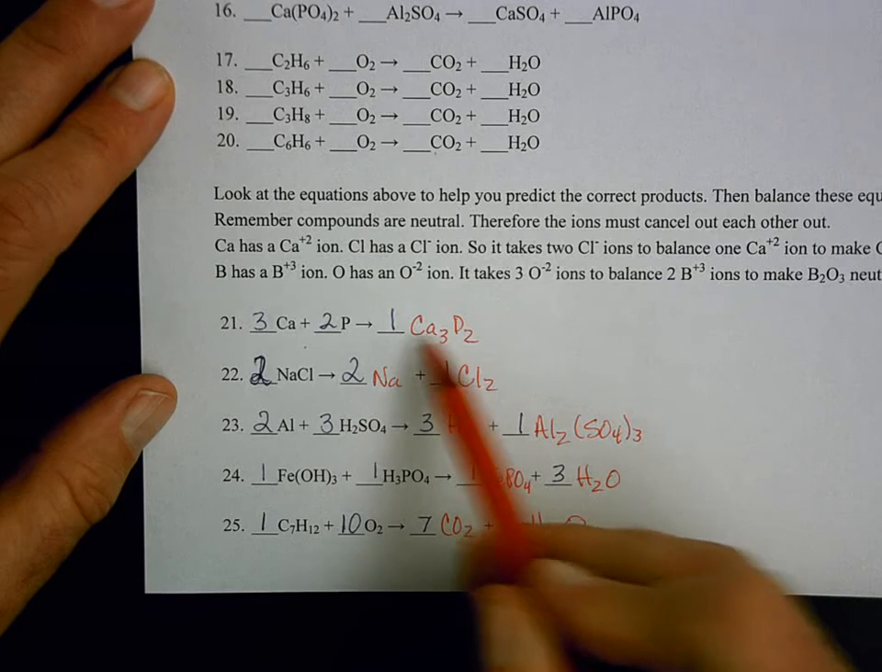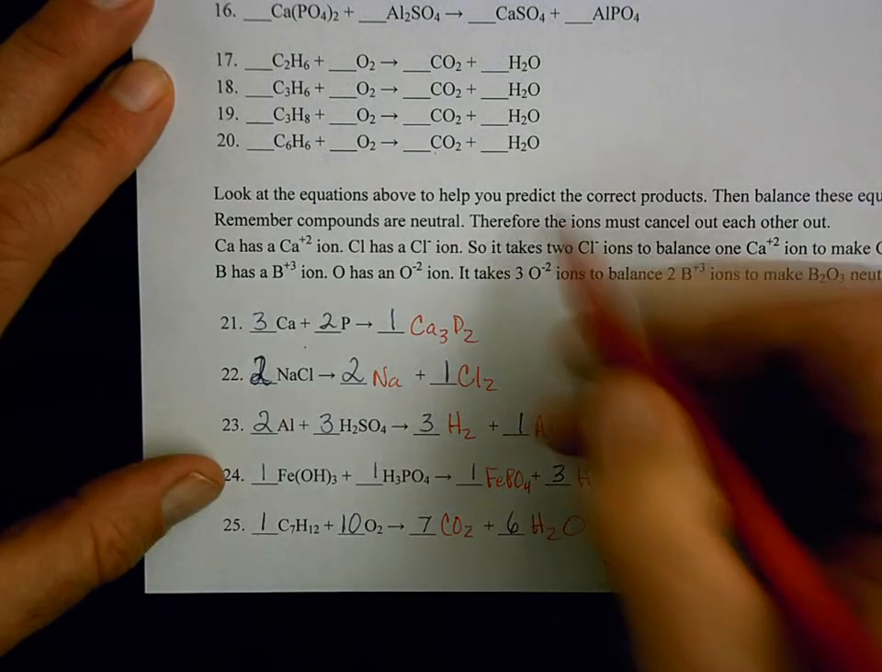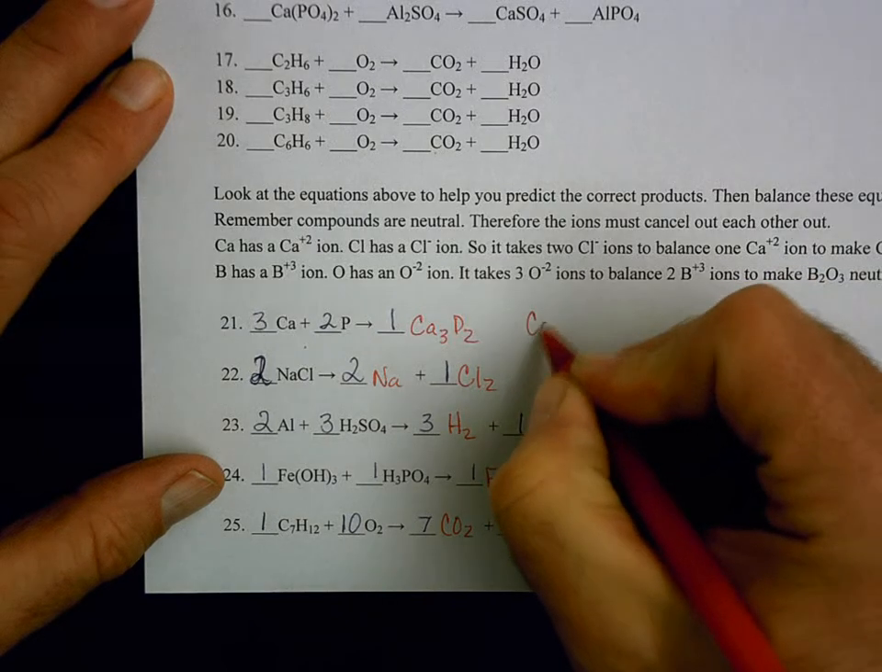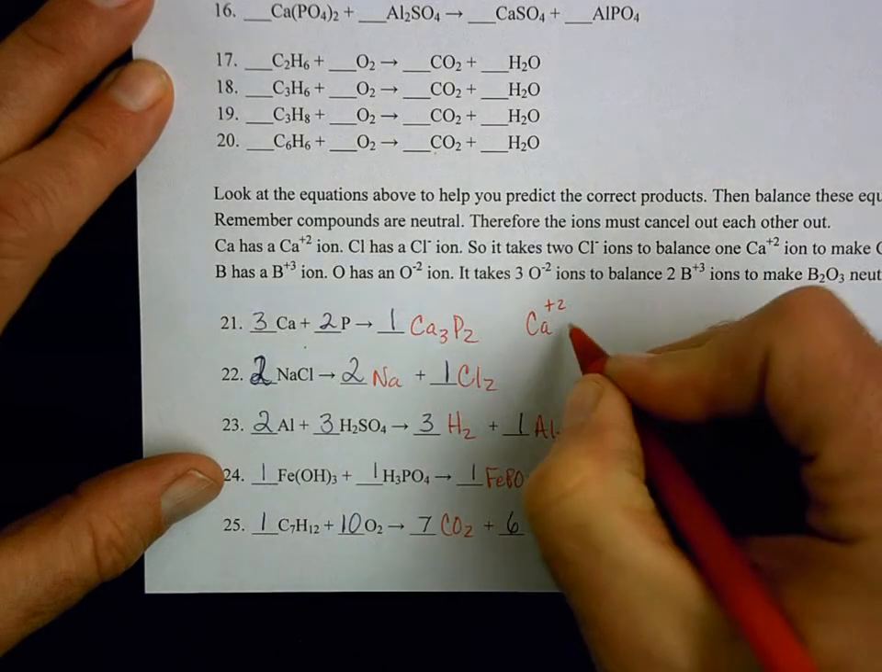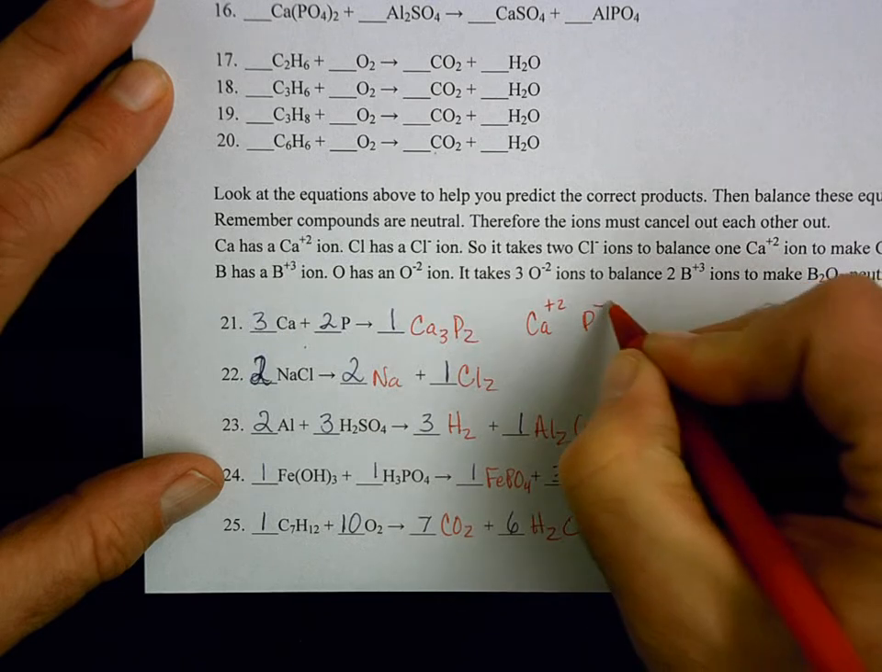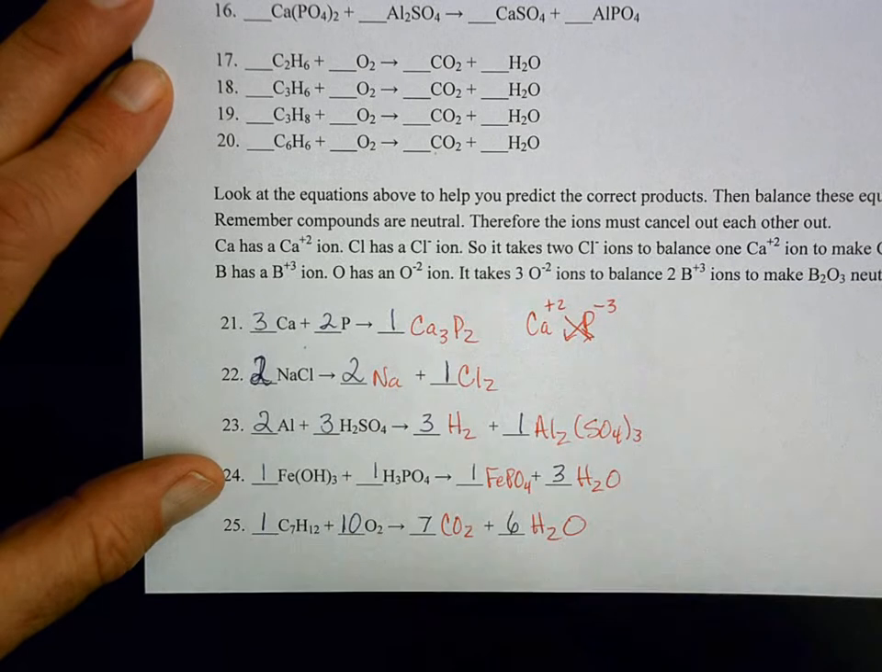Now, how did I know that this was supposed to work this way? Well, I have to remember that, in fact, a calcium ion would be a +2, and a phosphorus would be a -3, and then I do my crisscross, and that gives me my Ca3P2.